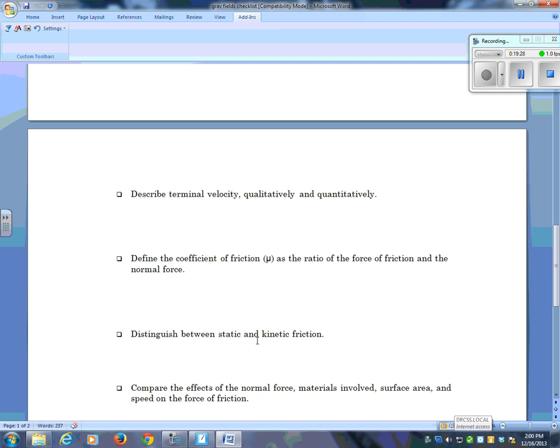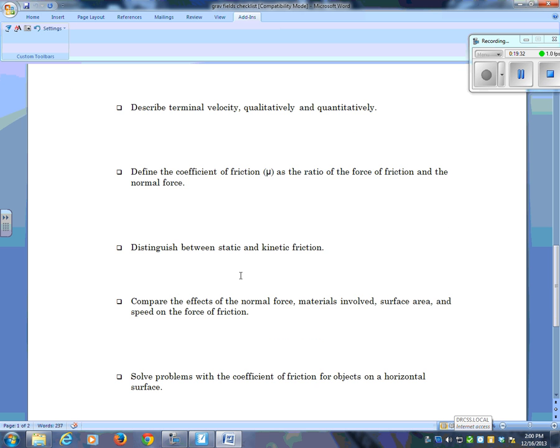Distinguish between static and kinetic friction. Static friction is, of course, at the start. Kinetic friction is as it's moving. And generally, kinetic friction is less, but it can be equal. Can you compare the effects of the normal force, materials involved, surface area, and speed on the force of friction? If I say there's a change of this and a change of that, what happens to friction? If you add more weight, what happens to friction? If you add more surface area, what happens to friction?